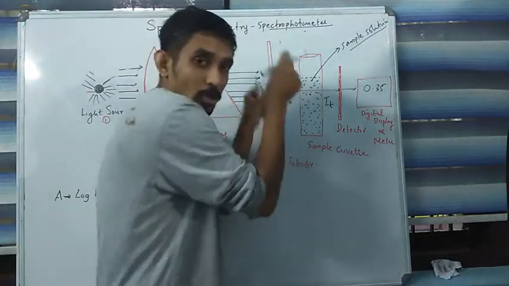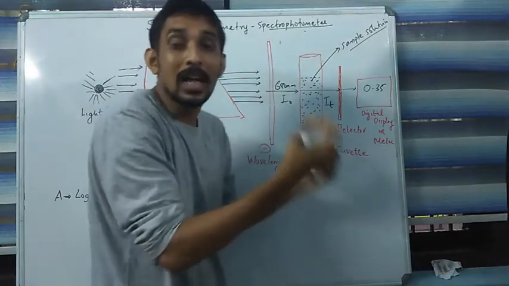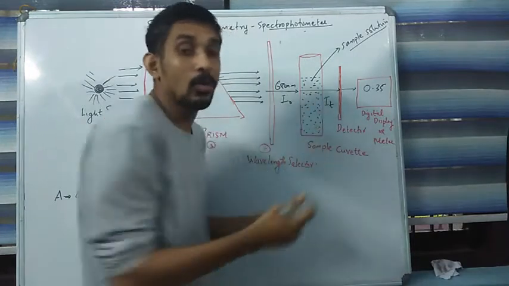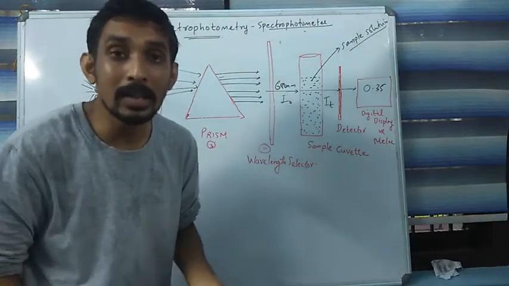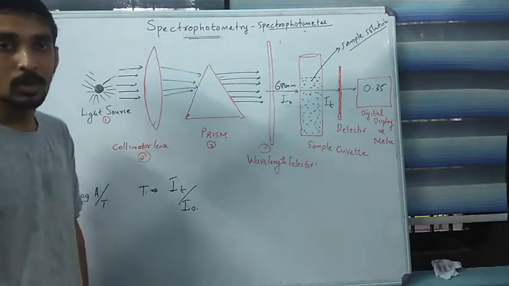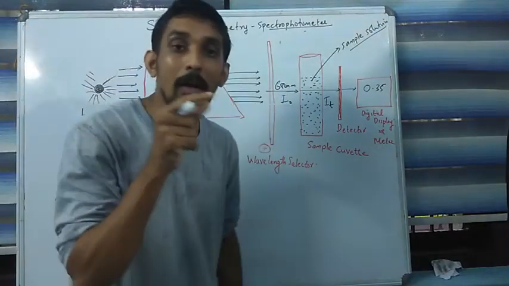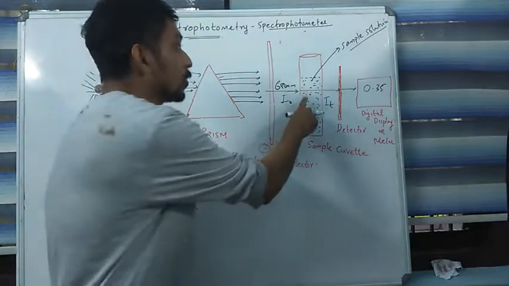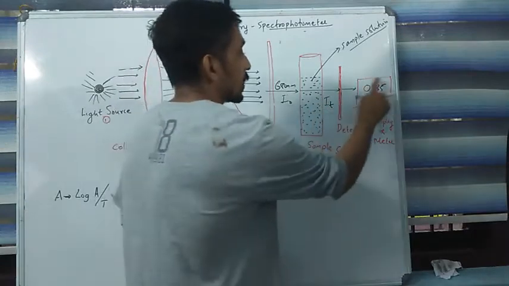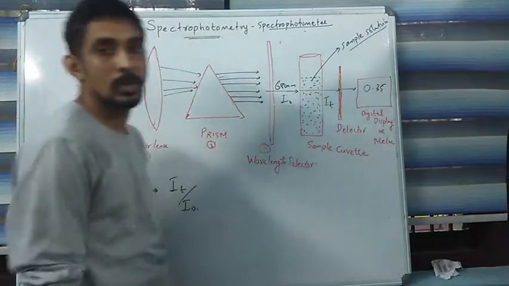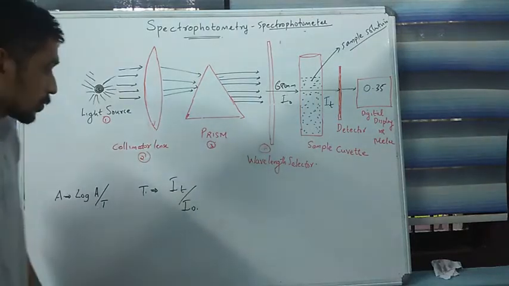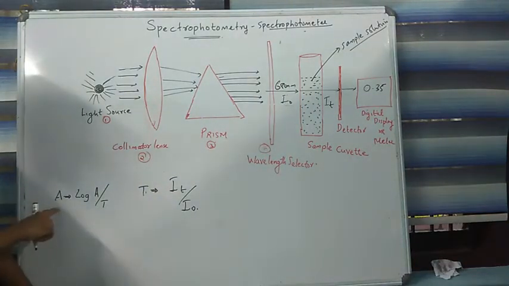Here we need to understand what absorbance is. Identification and quantification are done by the absorption value of this unknown material, so we have to find out that absorption value. That absorption value can be detected by this digital display. This is the concept behind spectrophotometry.